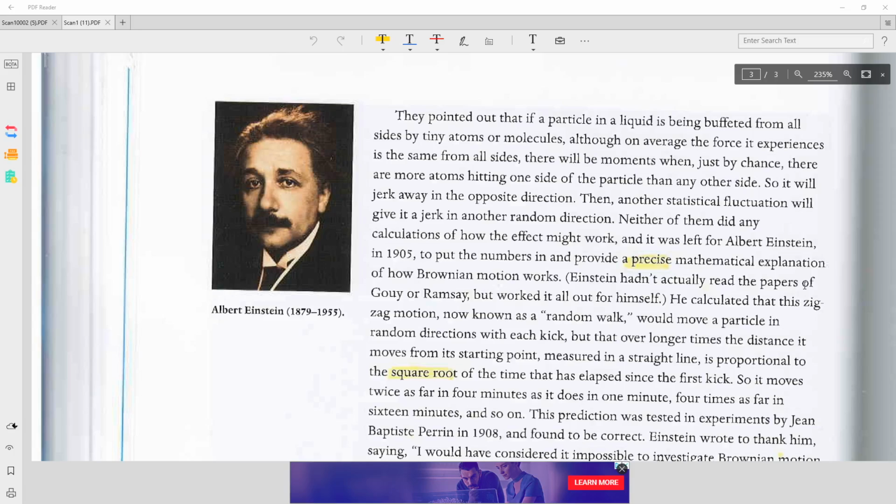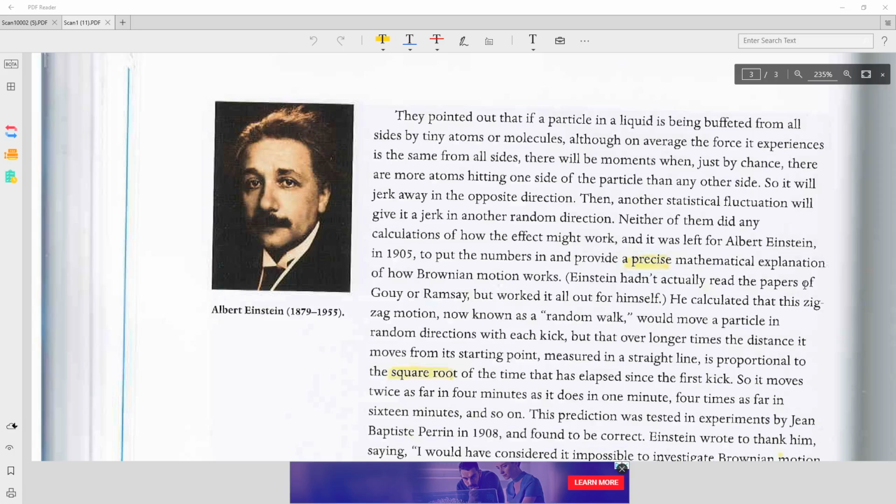Neither of them did any calculations of how the effect might work, and it was left for Albert Einstein in 1905 to put the numbers in and provide a precise mathematical explanation of how Brownian motion works. Einstein hadn't actually read the papers of Gouy or Ramsay, but worked it all out for himself.